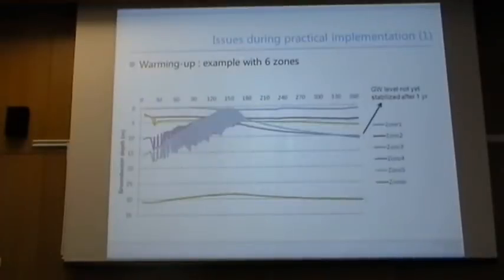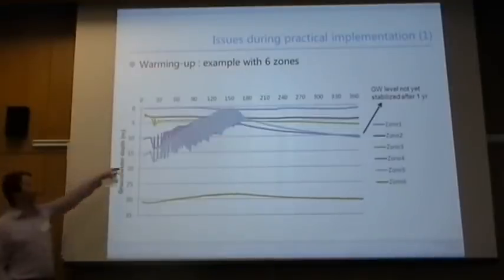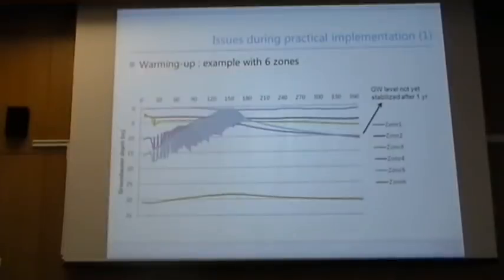This is more or less the same, but this is with the predicted average groundwater depth with MODFLOW. You see that for some zones there are very strong oscillations, but then after a while we get stabilization of these groundwater tables.